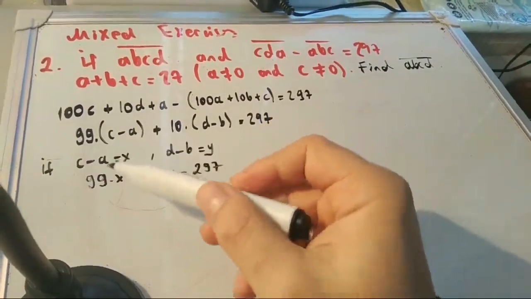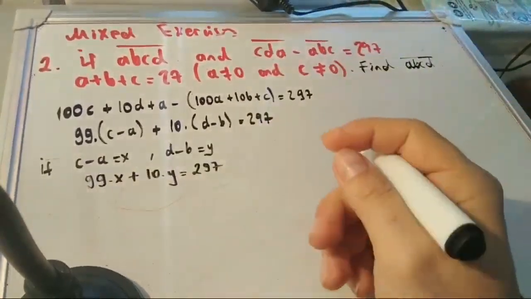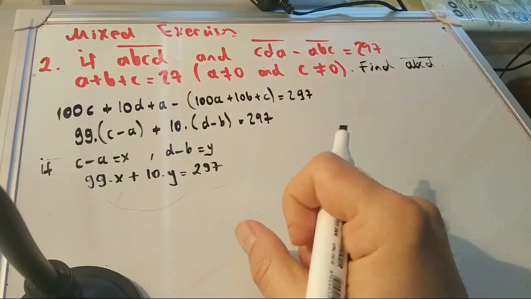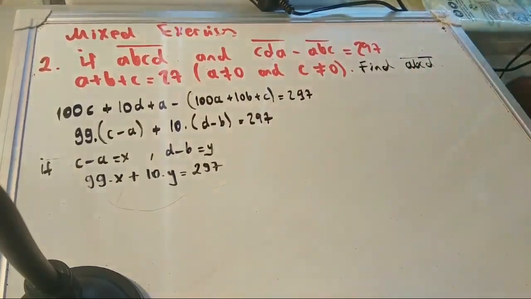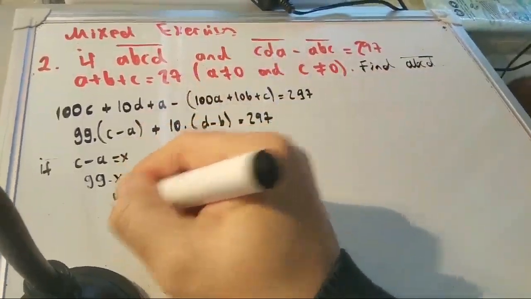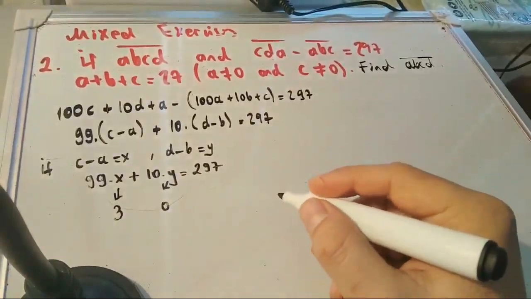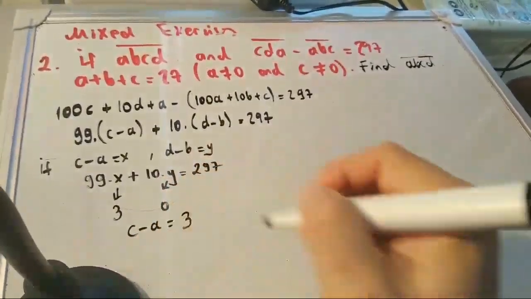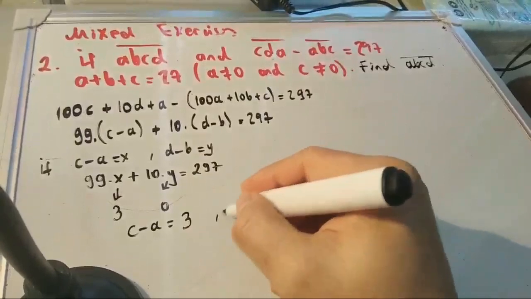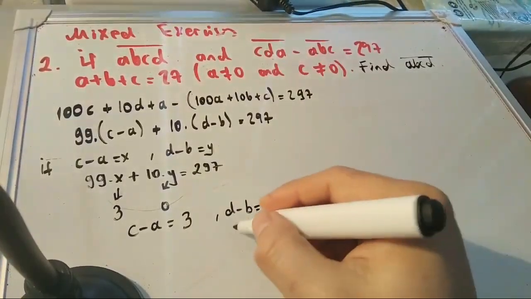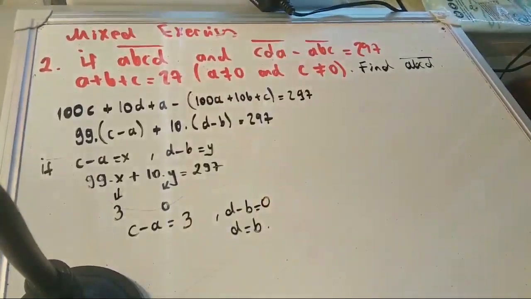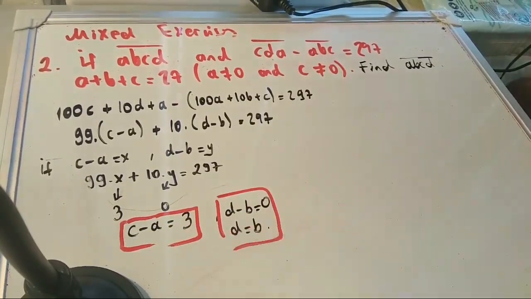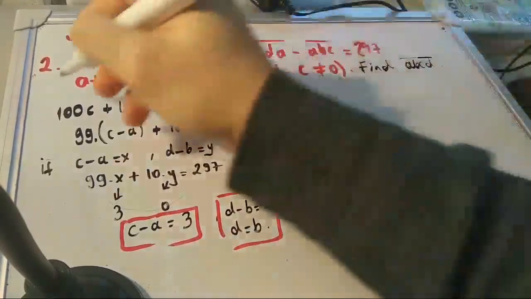So C minus A can be represented by X and D minus B represented by Y. So the equation will be 99 times X plus 10 times Y is equal to 297. First, we can find the value of X and Y. So it's obvious that X is 3, Y is 0. So in this case, C minus A is equal to 3, D minus B is equal to 0, which means D is equal to B. Yes, we got it. It is the first step.